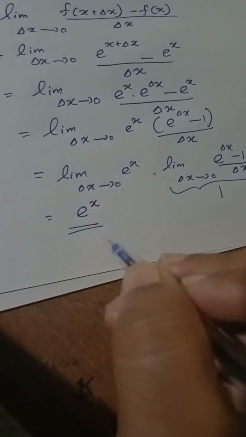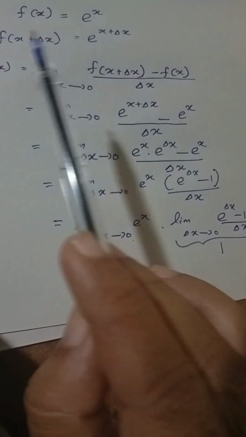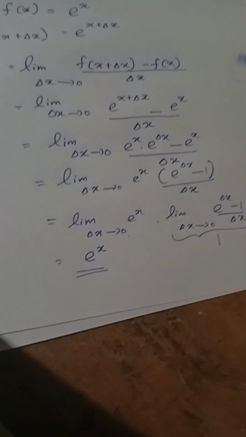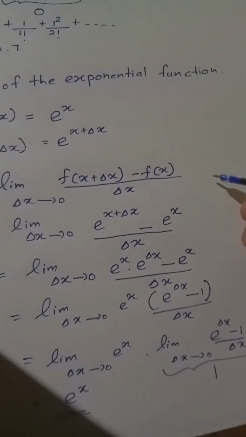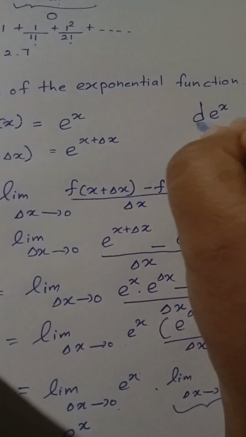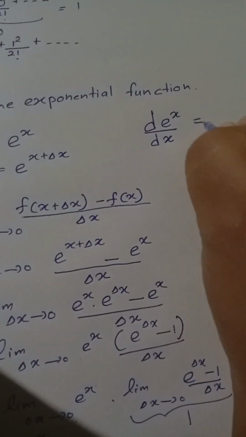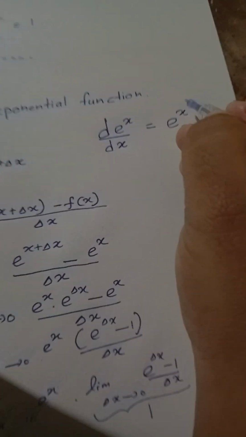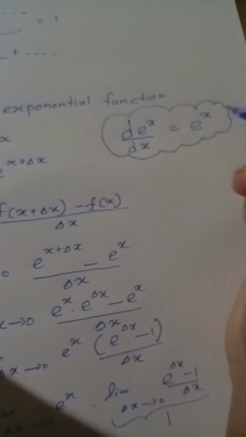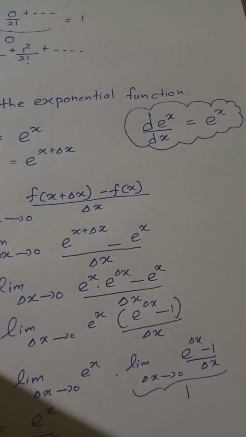Then here you can see the derivative of the function e to the power x is again what? e to the power x. I can write that likewise. Differentiation of e to the power x with respect to x is equal to e to the power x. Please remember this result when you are doing complex questions. Thank you.